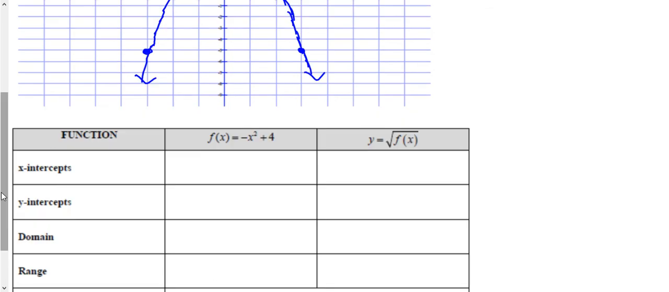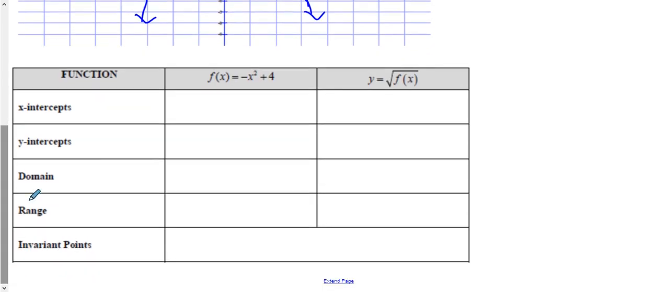Once we have this done, we're just going to fill in some of these characteristics. So on the original, what are my x-intercepts? I had 2 of them. They were at (-2, 0) and at (+2, 0). We had a y-intercept, and that was at (0, 4).